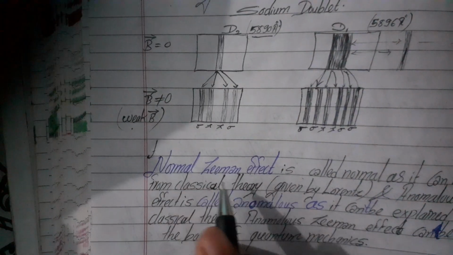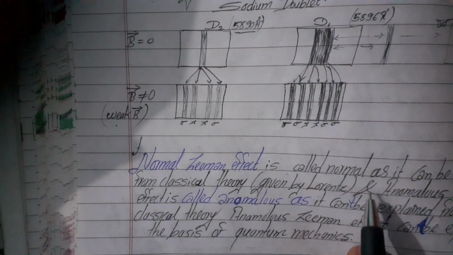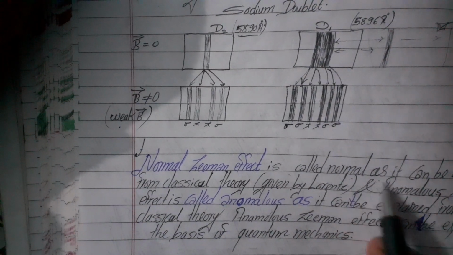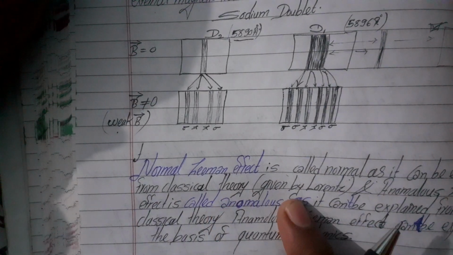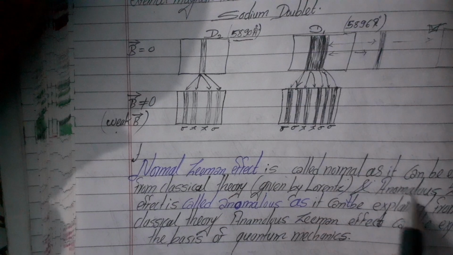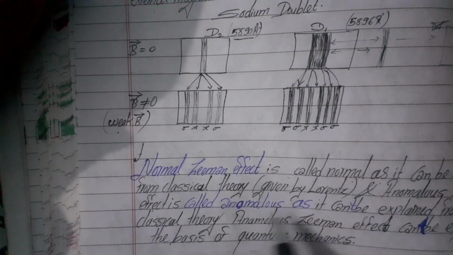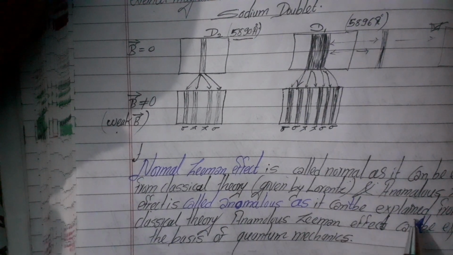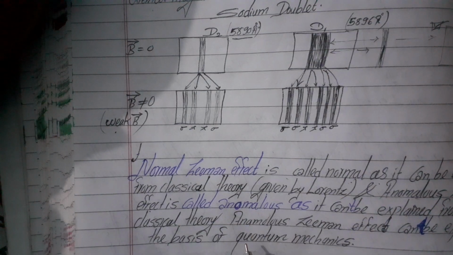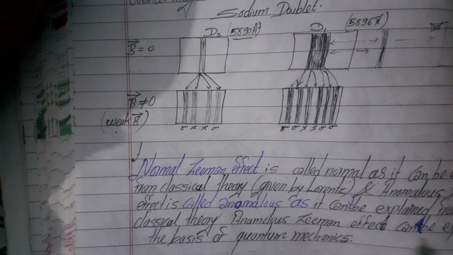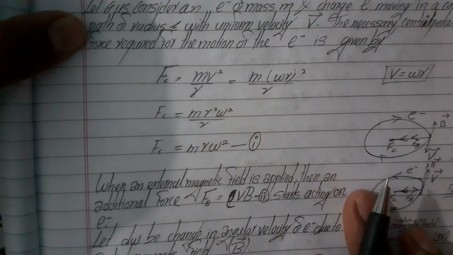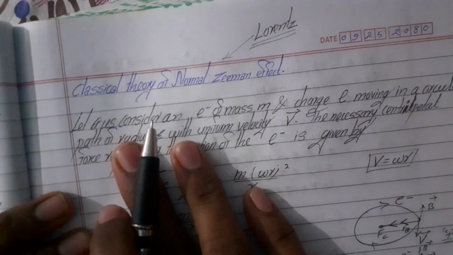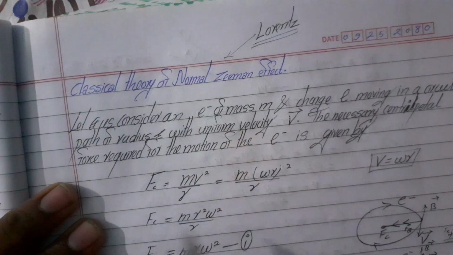Normal Zeeman effect is called normal as it can be explained from classical theory, which is given by Lorentz. But anomalous Zeeman effect is called anomalous because it cannot be explained from classical theory. Anomalous Zeeman effect can be explained on the basis of quantum theory. Here is the classical theory of normal Zeeman effect, which is given by Lorentz.